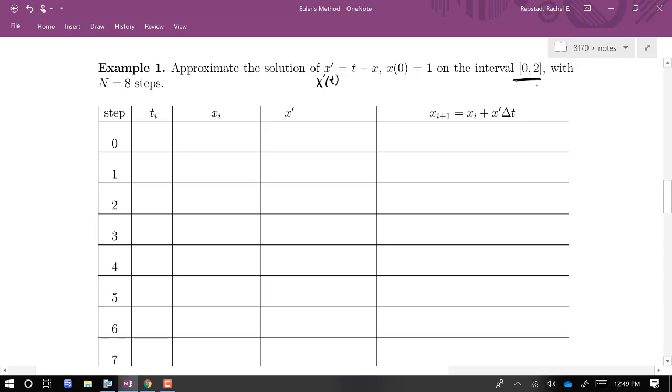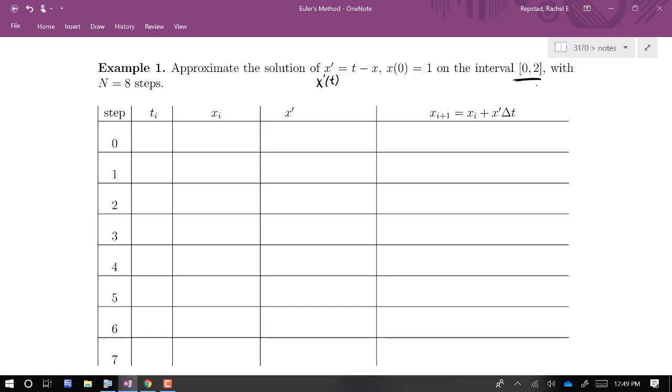And at the end, we could plot these points and see roughly what this curve would look like. At the end, we'll also find the solution analytically. So we'll get that function, the exact solution, and then we could compare their graphs on that interval.